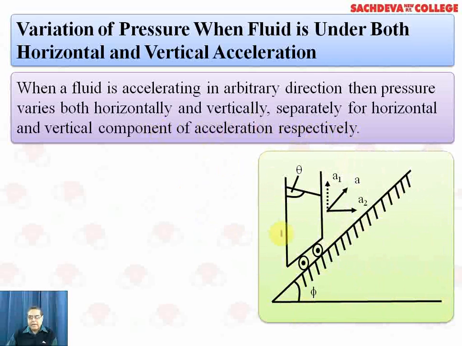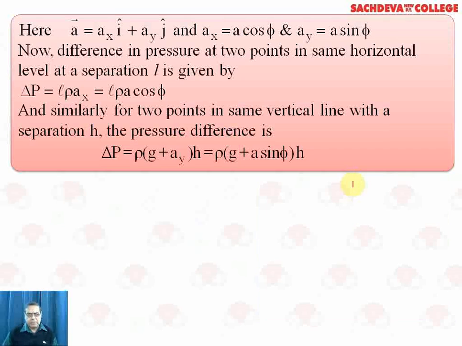Now we are taking an inclined plane and the vessel is moving on that plane, and the components are taken as a1, the vertical component of acceleration, a2, the horizontal component, and the resultant is a. That is the direction of motion of the vessel. So, when fluid is accelerating in an arbitrary direction, then pressure varies both horizontally and vertically, separately for the horizontal and vertical components of the acceleration respectively.